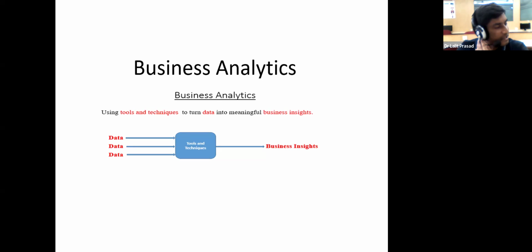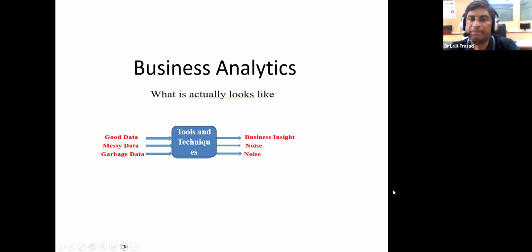Okay, so these are the things. If you are using analytics, the definition remains the same: converting the raw data into useful information by using various tools and techniques is known as business analytics. What does business analytics actually look like? Good data will give you business insights. Messy data will give you noise. Garbage data, again, will give you noise. You will not be able to understand why.